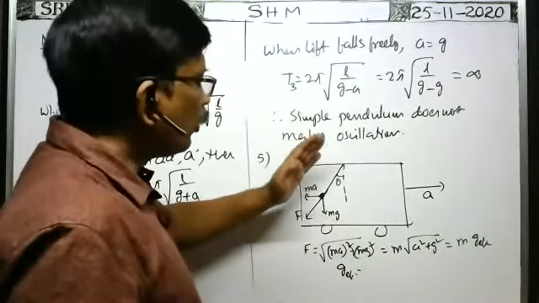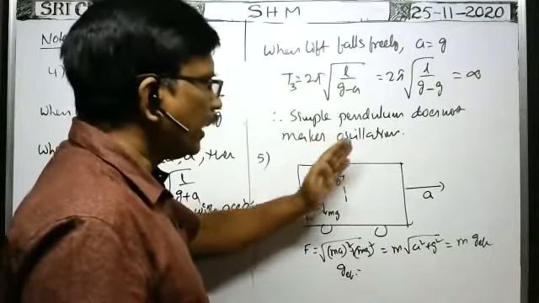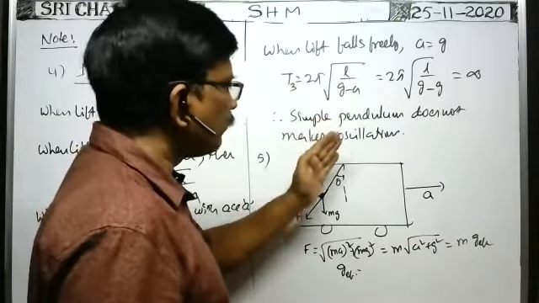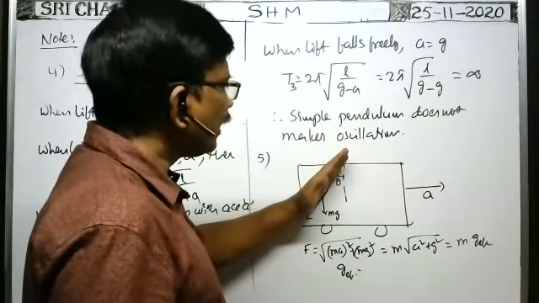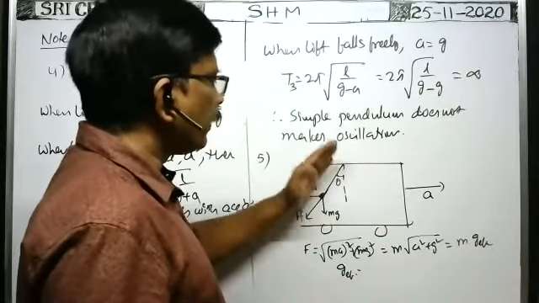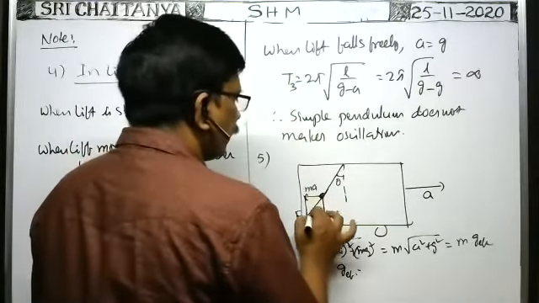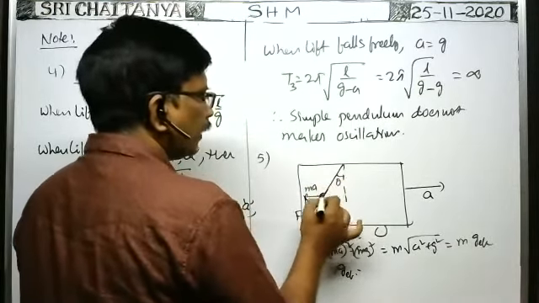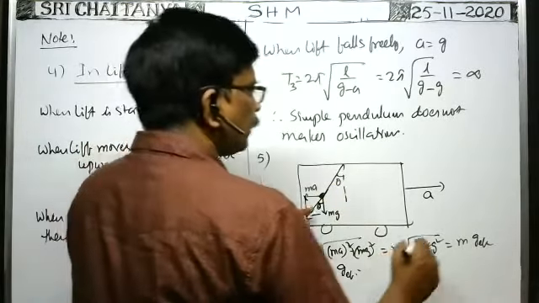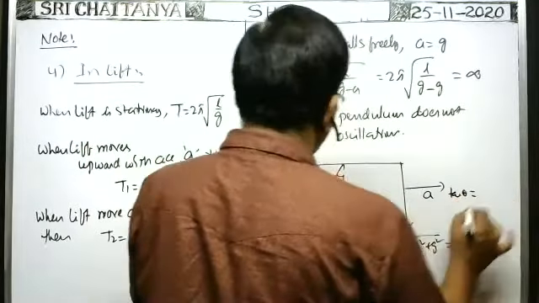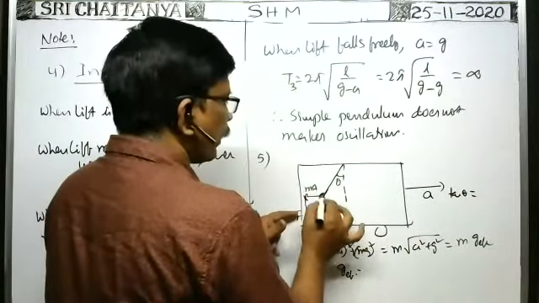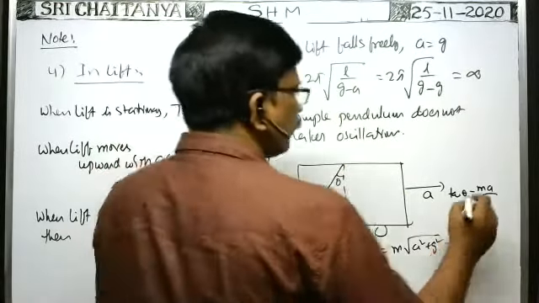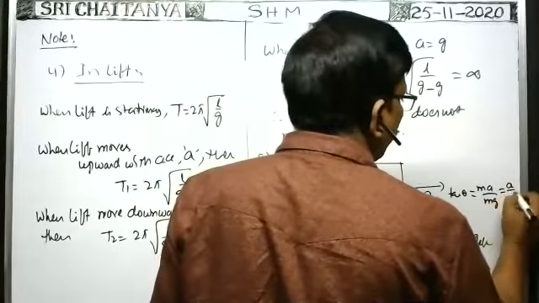So the simple pendulum is in equilibrium at this place. Whenever the vehicle is traveling with an acceleration a, the simple pendulum suspended from the ceiling of the vehicle is displaced through a certain angle and is in equilibrium at this place. If the angle made by the bob with the vertical is theta, then from the diagram, tan theta is equal to the opposite side, ma, by the adjacent side, mg.